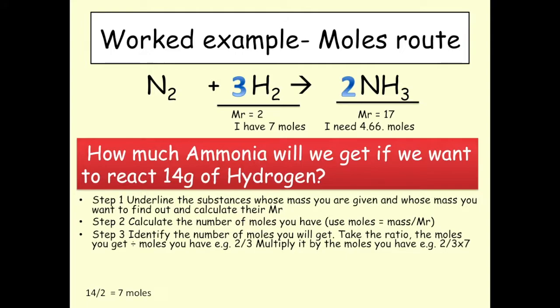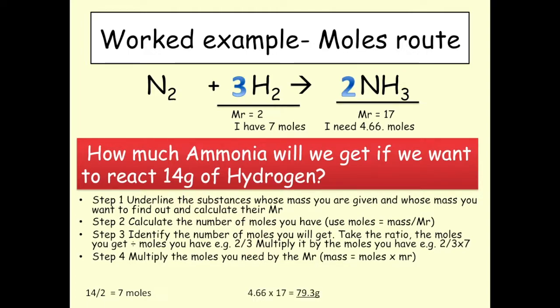And to change that into mass, we know the moles now, we know the MR, so it's just going to be moles times MR with a simple rearrangement of that equation. So that's just going to be 4.66 times 17. So the answer is there, we're going to get, if we use 14 grams of hydrogen, we're going to get 79.3 grams of ammonia.